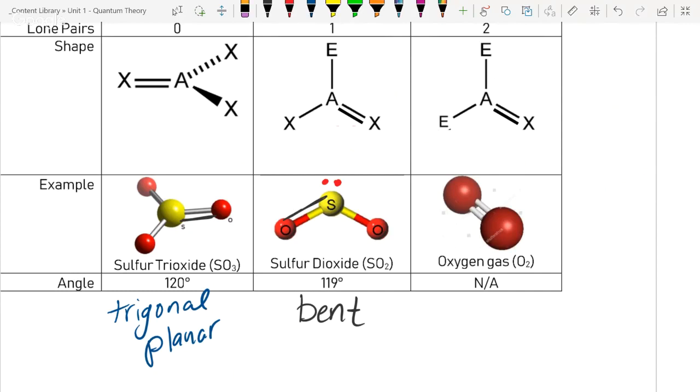And then here, of course, these have 2 electron pairs each. And again, this is just linear, just a straight line. And angle doesn't really apply.